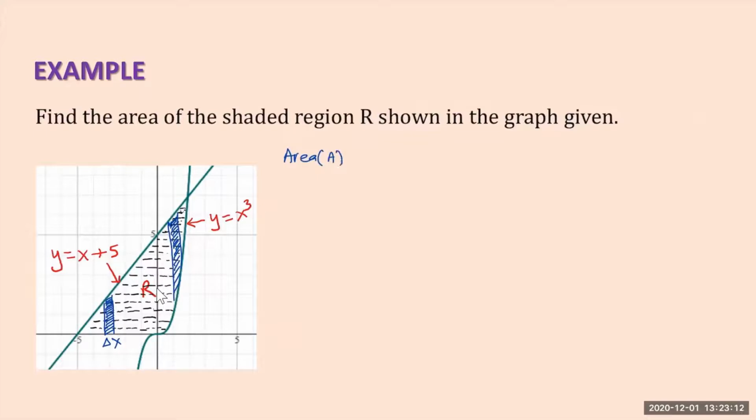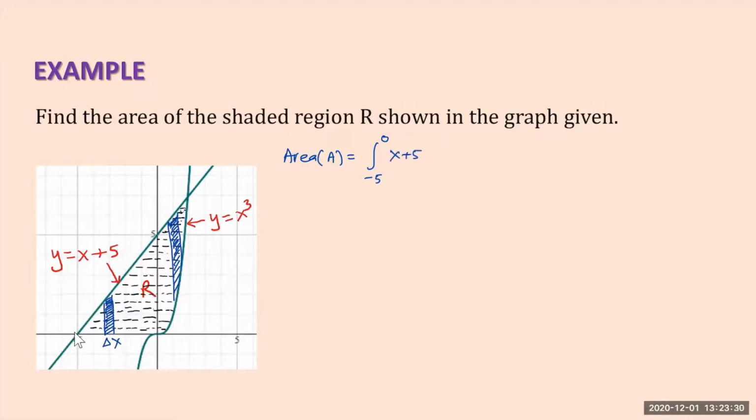So let me write that down. Area A is equal to, the first one is the definite integral from negative 5 up to 0. Over here, the upper function is x plus 5.